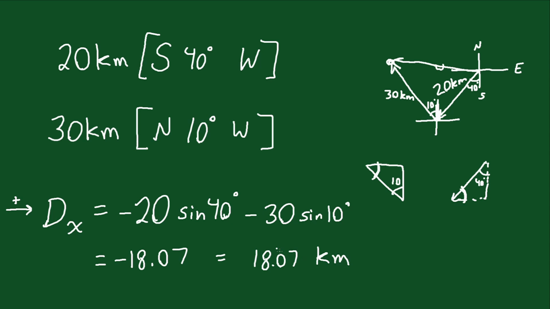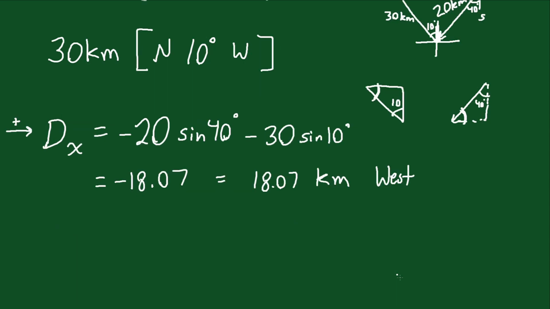And notice I got rid of that negative. That's because the negative just indicates the direction. And so because we're going to the left, that's what that negative means. We can simply say that it's 18.07 kilometers west. Why am I using west? Because to the left in this situation is west, right? Because this is a bird's eye view. If we were going to the right, we would use east. Because we're going to the left, we will use west. Hopefully that makes sense. Now that was for our x direction.